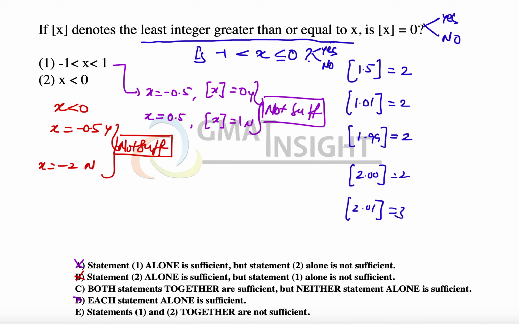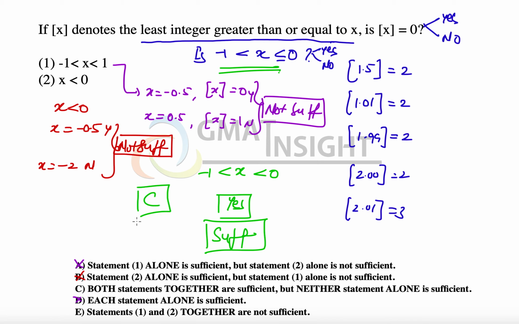Now let's check the combined statements. The combination of them tells us that the range of x is between -1 and 0, where both of them are not inclusive. This exactly answers our question in the form yes, because if the value of x is anywhere in this range, then the greatest integer function of x is always 0, and therefore we say that the statements together are sufficient, and the final answer to the question becomes option C.